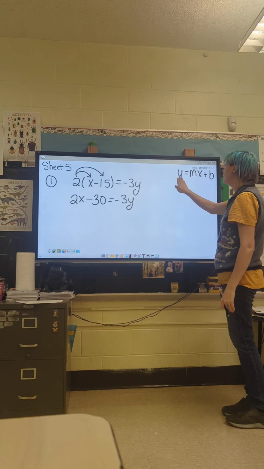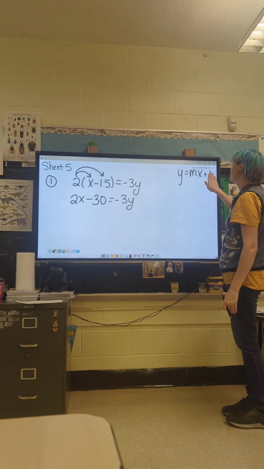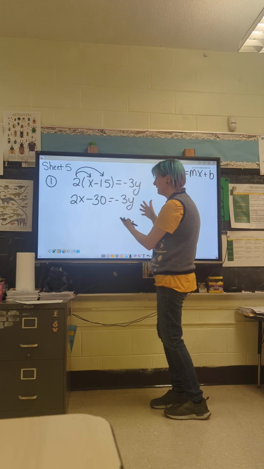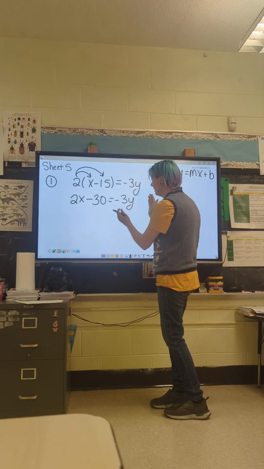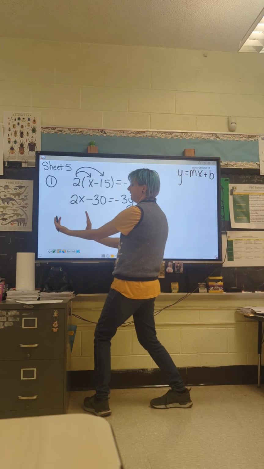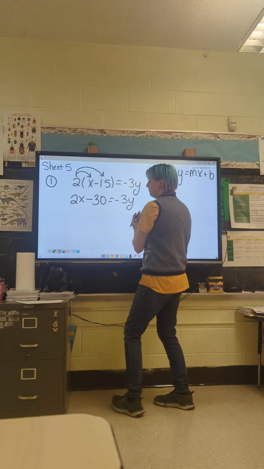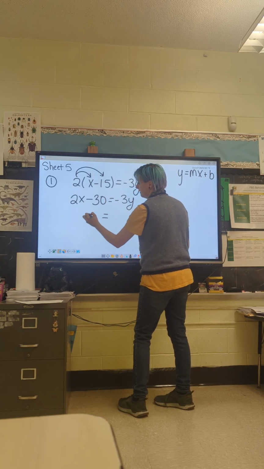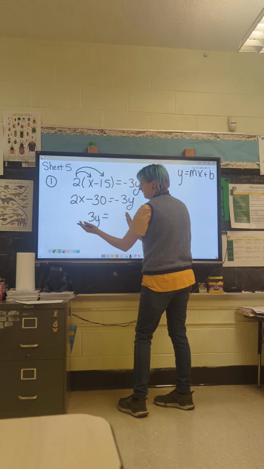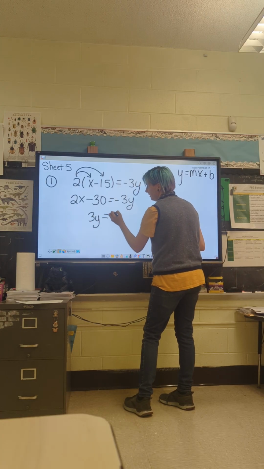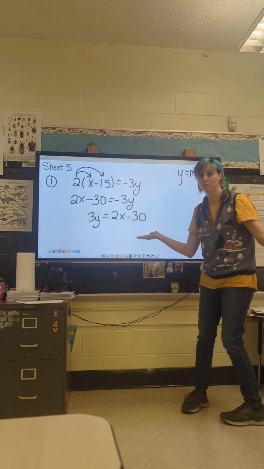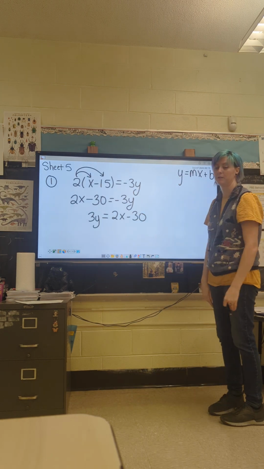We do want y by itself and mx plus b on the other side. Y is almost by itself, so all I'm going to do is take this and put it over here, and take this and put it over here. Watch my equal sign: 3y is 3y, 2x minus 30 is 2x minus 30. We are so close to being in slope-intercept form.